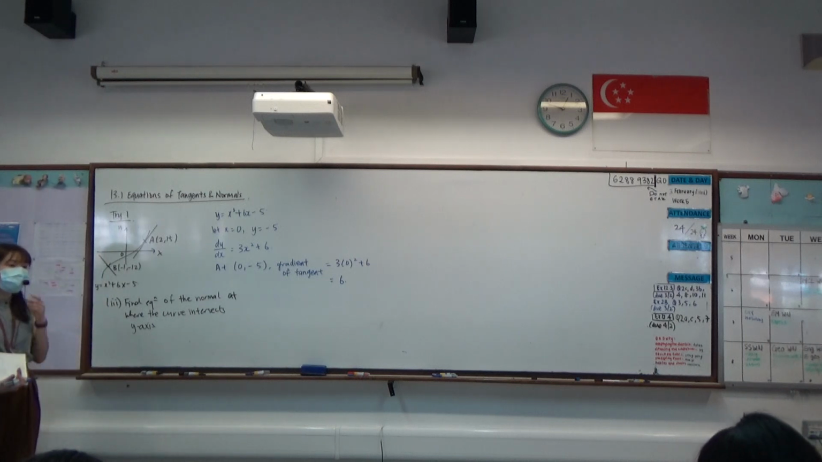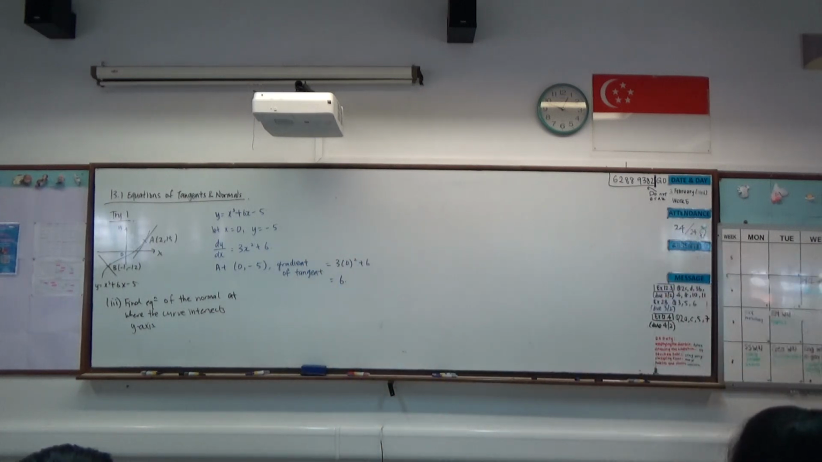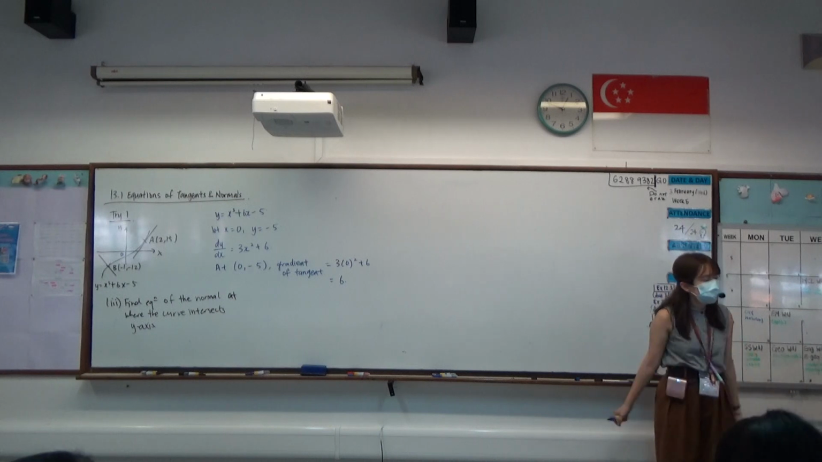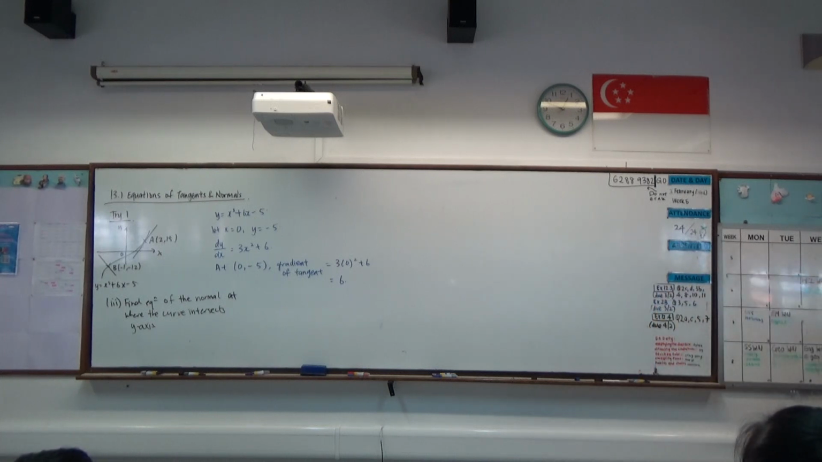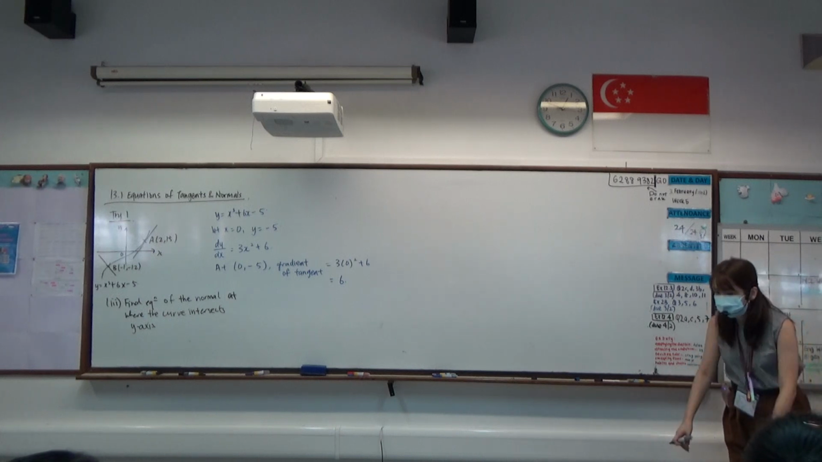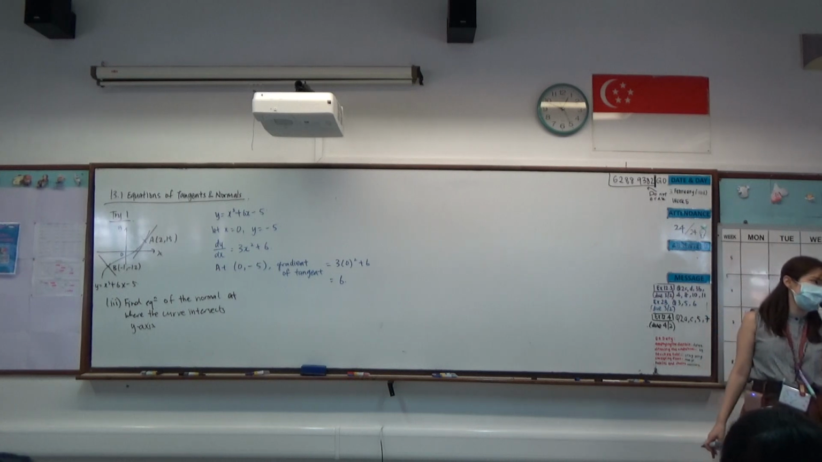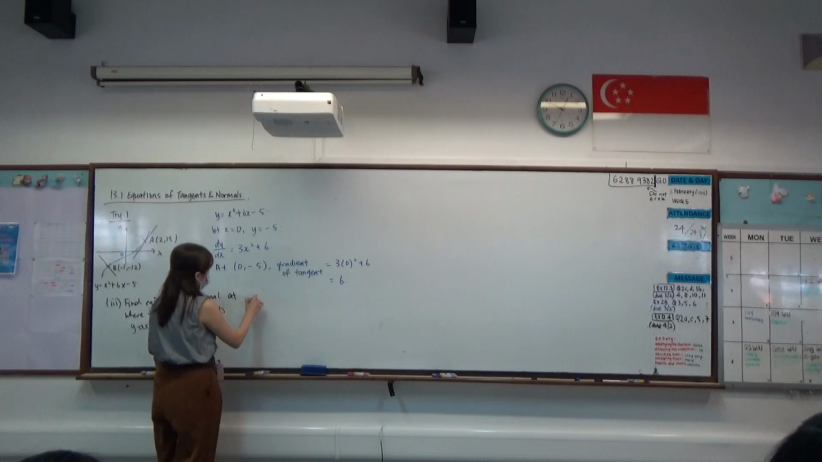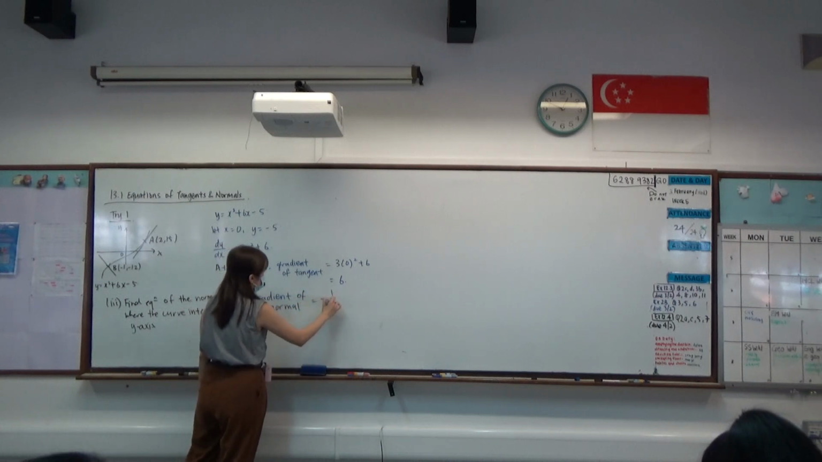Sorry? What's a normal? I just said it 5 minutes ago. What's a normal? Can someone else answer this question? What is a normal? Yes, so what is a normal? Oh, Mrs. Holmes. Yes, a normal is the line perpendicular to the tangent. Change the gradient, so minus 1 over 6. Negative 1 over 6. So the gradient of the normal equals negative 1 over 6.